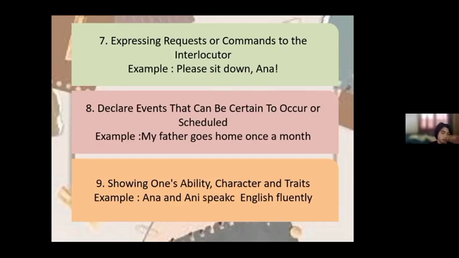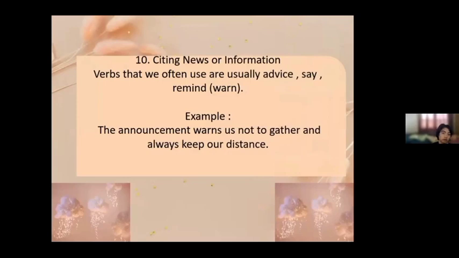Number 9, strength on ability, actor, and traits. Example, Andy and Yogi speak English fluently. Getting news or information, that we obtain as our slay and face. Example, that's a common one us not together and always keep our stand.